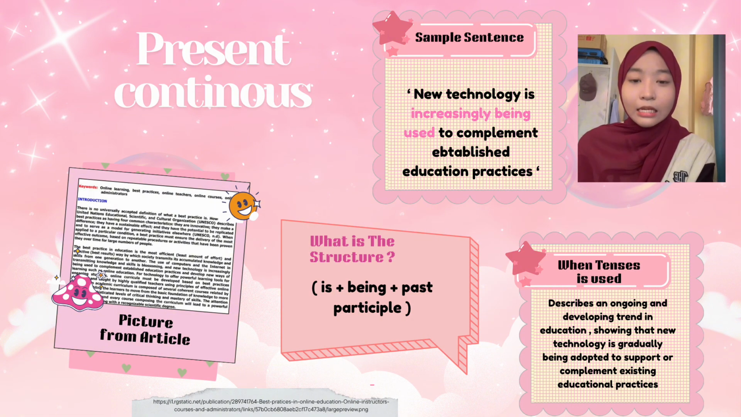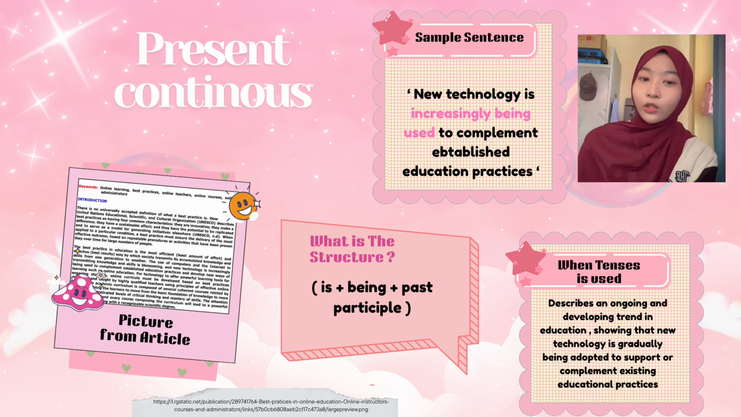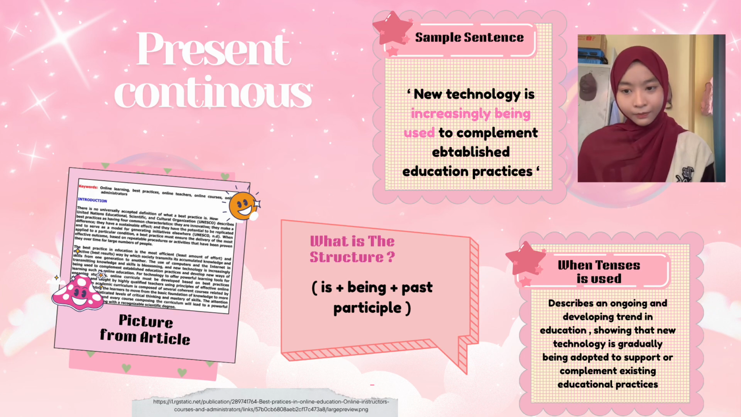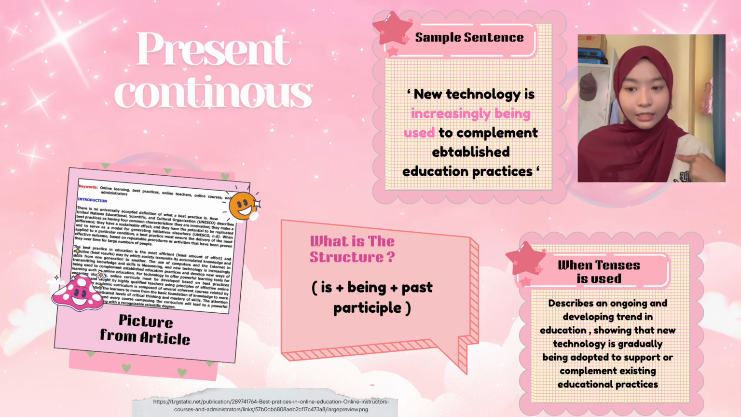In this sentence, "is being used" is present continuous tense. It shows that new technology is currently being used and the trend is continuing. Lastly, when do we use present continuous? We use it to describe an ongoing and developing trend in education, showing that new technology is gradually being adopted to complement existing education practices. So, this sentence tells us that the use of technology in education is an ongoing and developing trend.